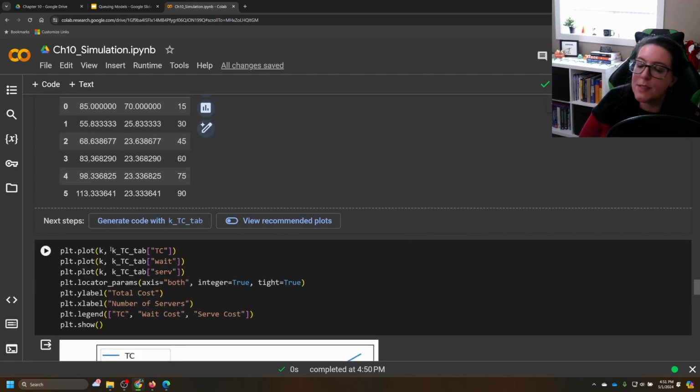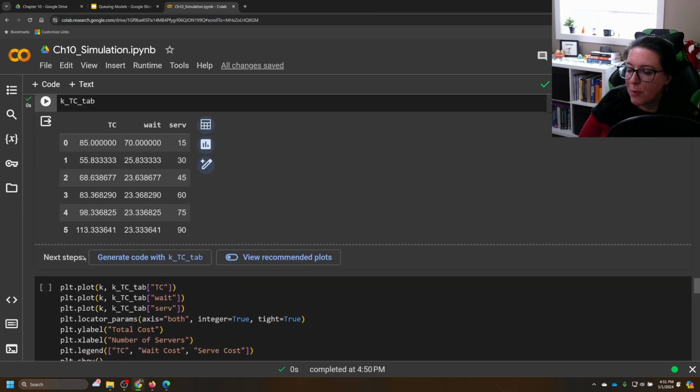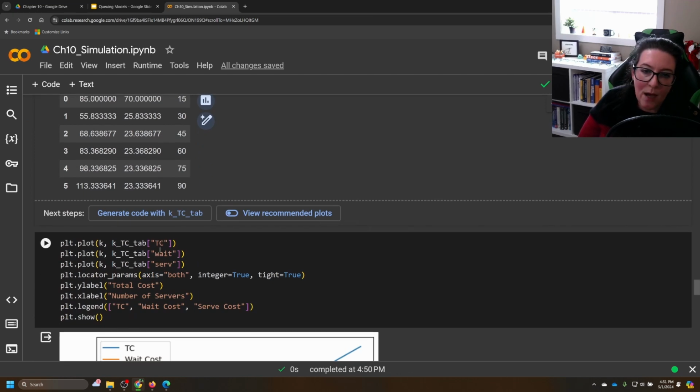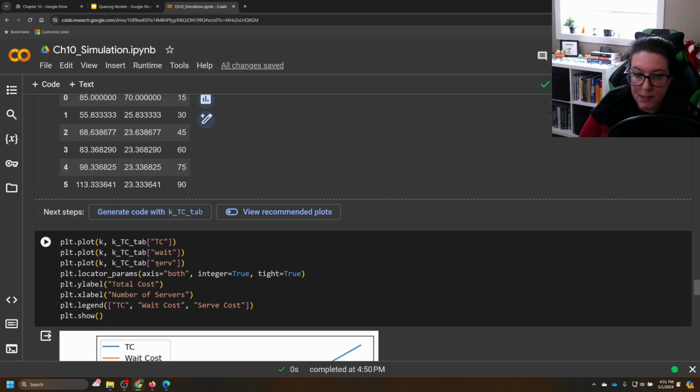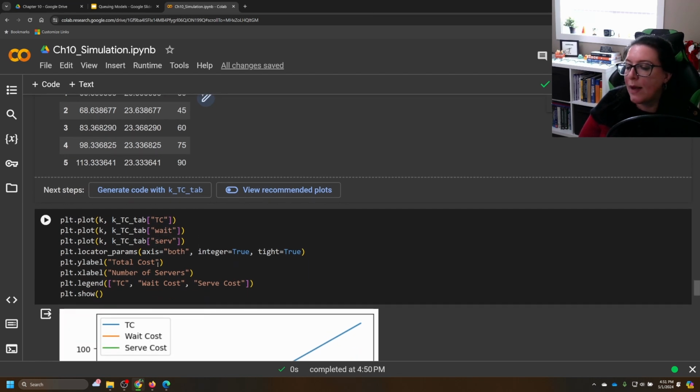And we can plot this information using matplotlib. So we'll do plt.plot. We'll plot our total cost. We'll also plot the wait cost and the serve cost. Because as I said, we're looking for the point at which the total cost can be minimized because there's this trade-off between the waiting and the serving.